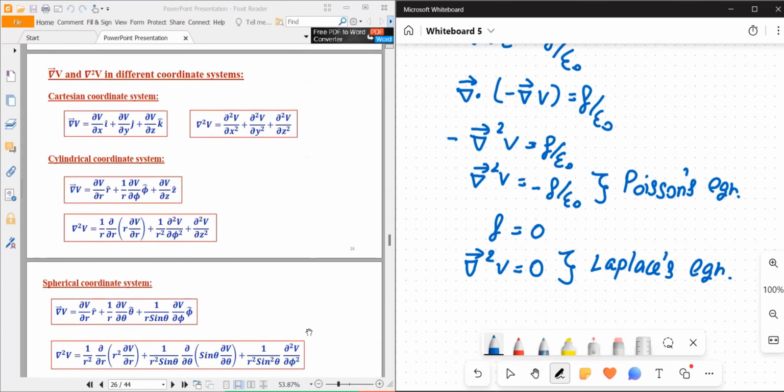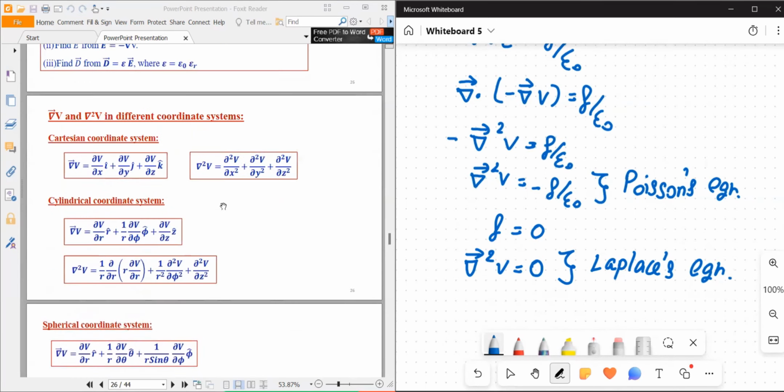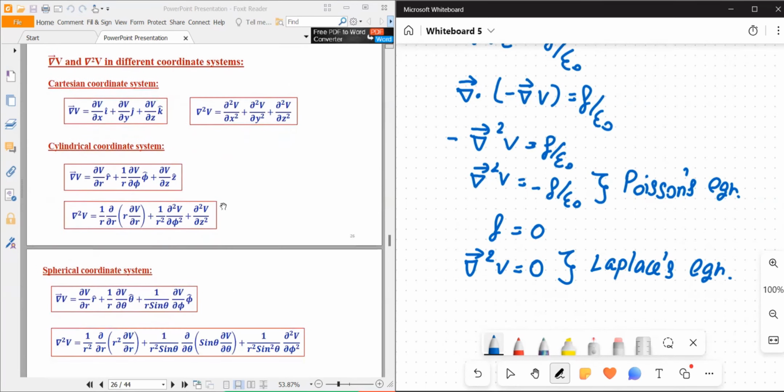So this del V and del squared V, we need to calculate appropriately in different coordinate systems: a Cartesian coordinate system, cylindrical coordinate system and spherical coordinate system. When we go through a few questions, you will understand this more.